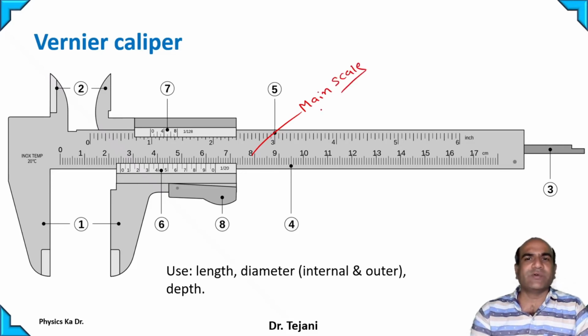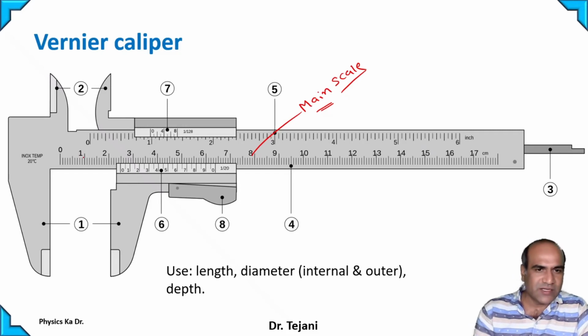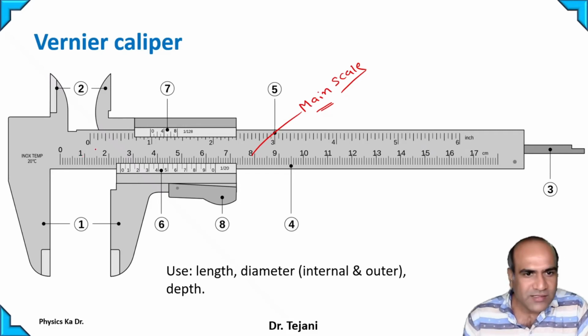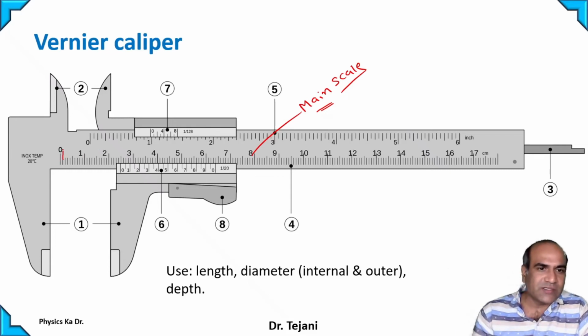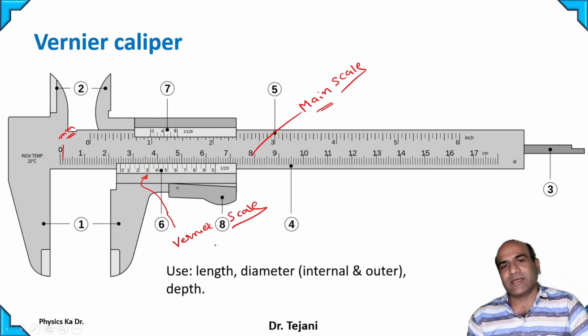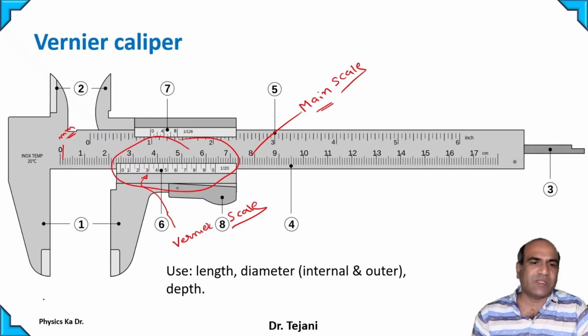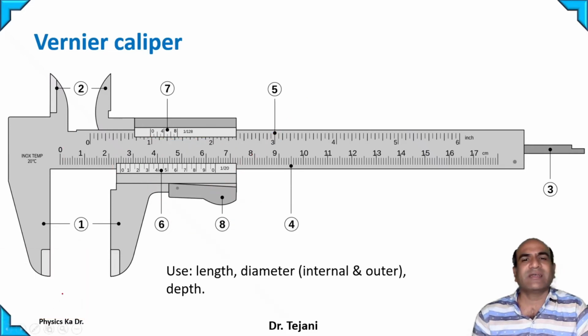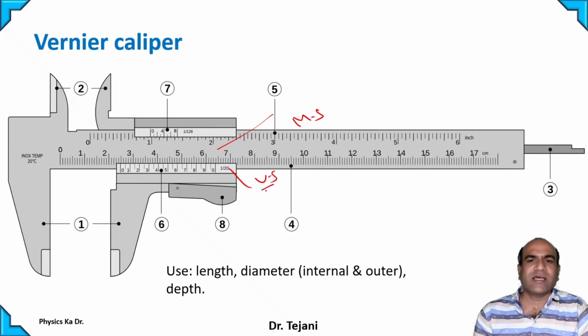That scale is similar to what we use in our day-to-day life. You can say this distance from 0 to 1 is a centimeter, and the smallest unit gives us a millimeter. Then you can see this small scale, which is the Vernier scale. With the combination of these two, we can measure dimensions, but we will see that afterward. So this is the main scale, and this becomes the Vernier scale.